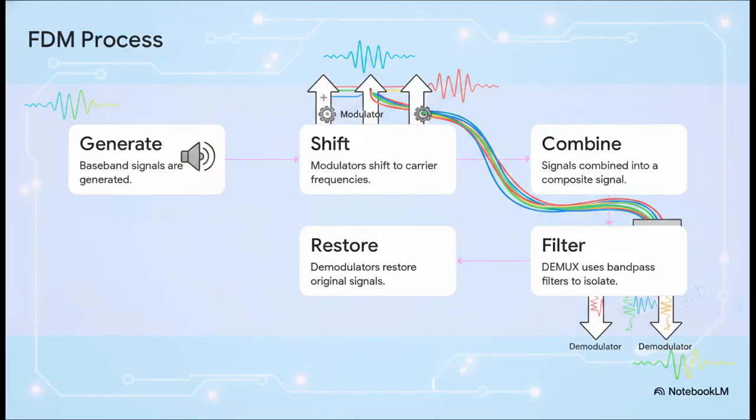Now, to make FDM actually work, the communication engineering process requires a very specific, strict sequence. First, the baseband analog signals are generated by the source. Standard stuff. Second, modulators step in and shift these signals up to distinct, non-overlapping carrier frequencies. Third, these shifted signals are mathematically combined, or summed together, into a single composite signal that travels across the physical link. Then, once it arrives at its destination, the fourth step is for the demultiplexer to use incredibly strict bandpass filters to isolate each specific frequency band. And finally, demodulators strip away those carrier frequencies, shifting the signals back down to restore the original baseband data.